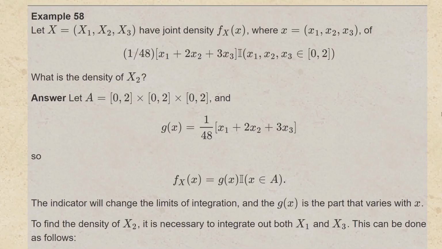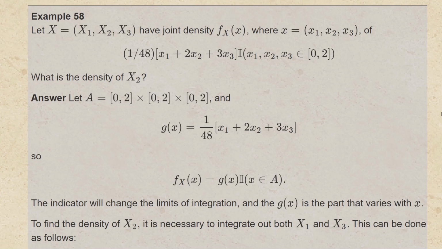For example, let X, which is X sub 1, X sub 2, and X sub 3, have joint density 1/48 times the quantity X sub 1 plus 2 X sub 2 plus 3 X sub 3 times the indicator that X1, X2, and X3 are all between 0 and 2. What is the density of X sub 2?